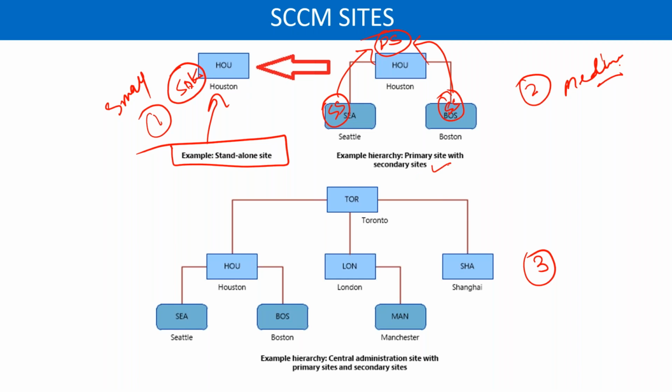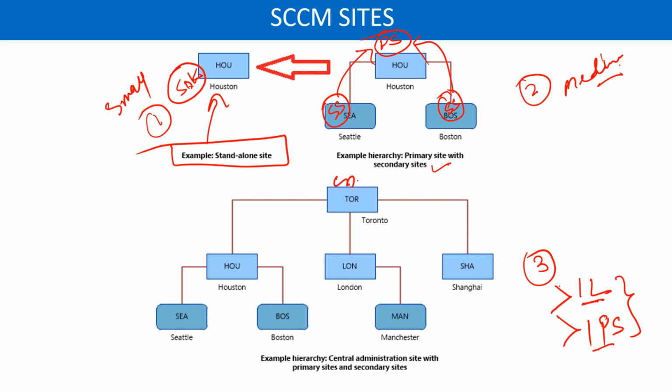Now the third one is for big size organizations, let's say HCL, IBM, Deloitte, Accenture. These are big companies where you have more than 1 lakh devices all over the globe. So when the total number of devices is more than 1 lakh, and when you have more than one primary site, let's say 2, 3, or 4 primary sites, if you have these two conditions, then you need this kind of architecture.